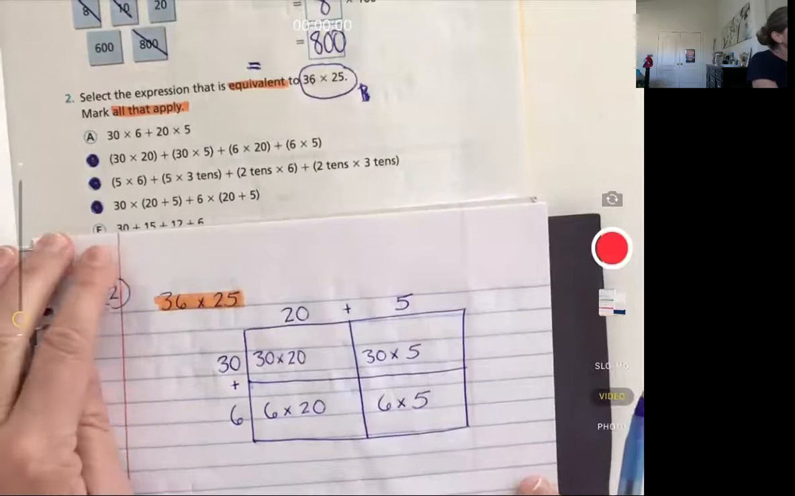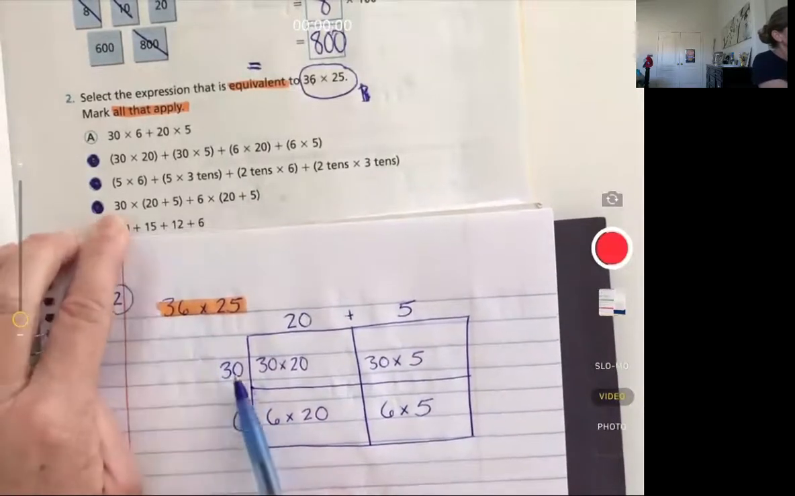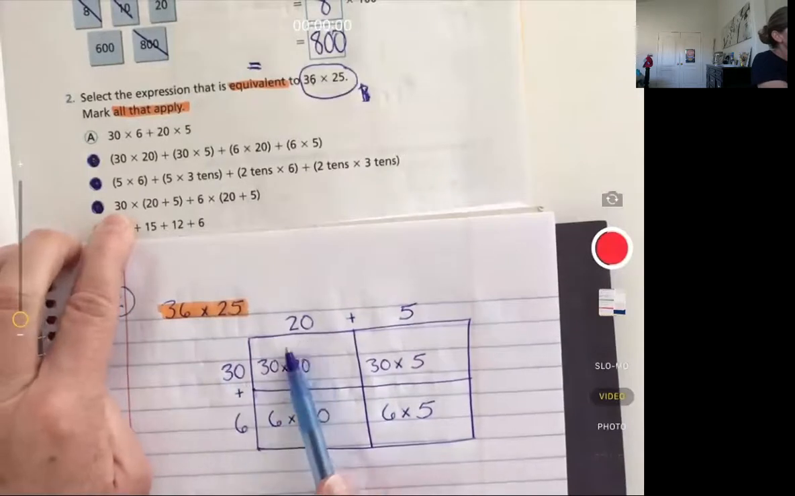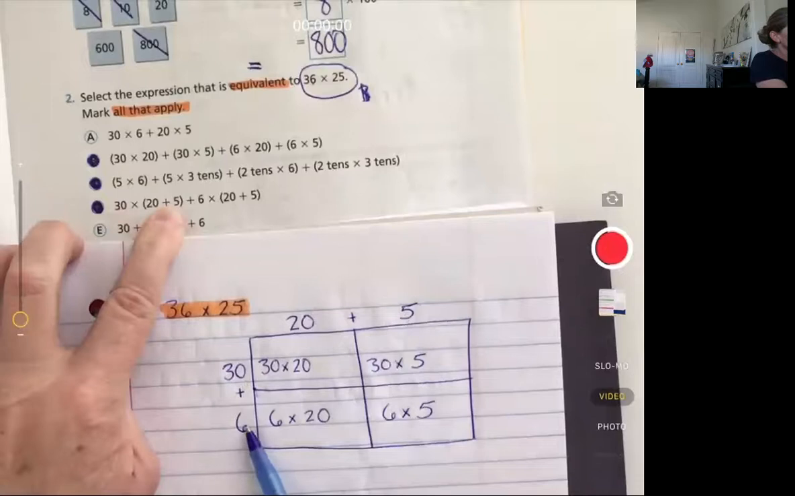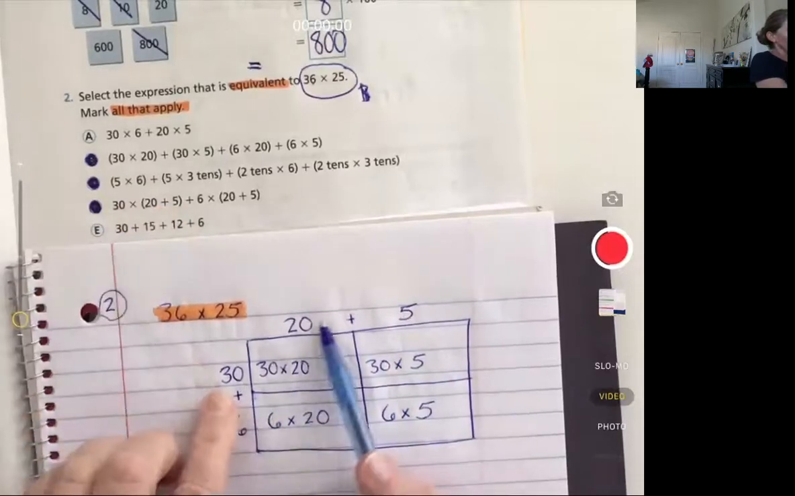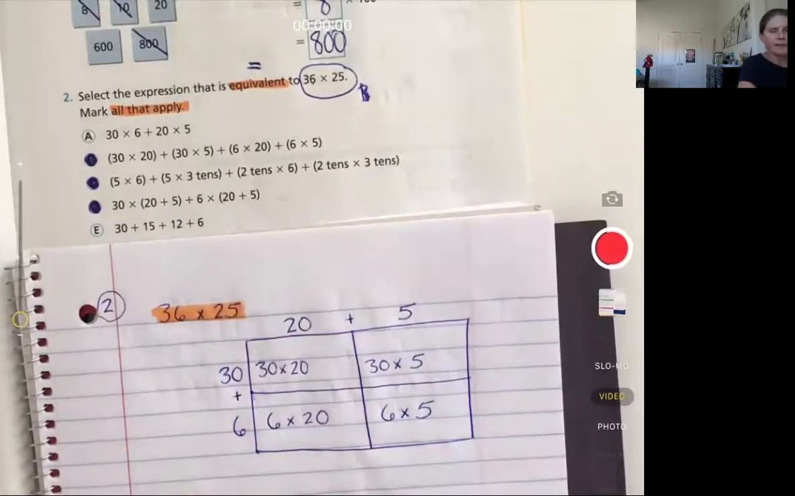And then finally, D, it took 30 and multiplied 20 plus 5. And then it took the 6 and multiplied 20 plus 5. So it just went out to the numbers and put them into parentheses.